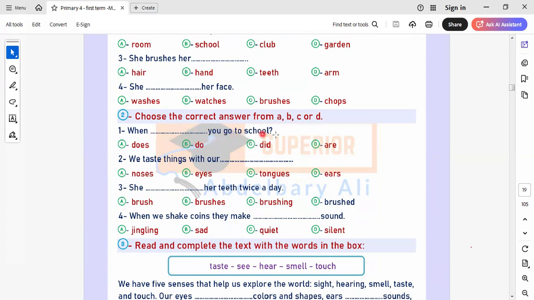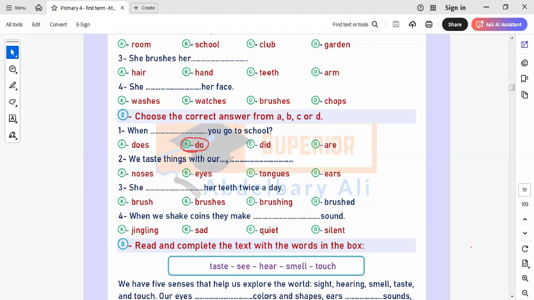When do you go to school? It will be "when do you go to school?", because here is the action in the present form, because this is a routine. So the answer will be: when do you go to school?